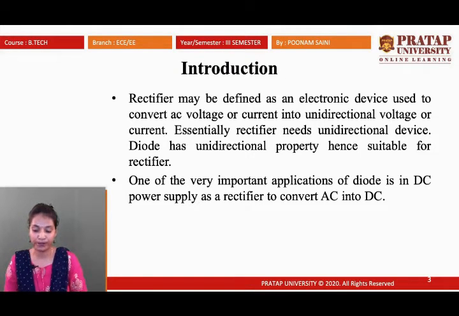First, the introduction. What is a rectifier? A rectifier is basically an electronic device which we use to convert AC voltage or current into a DC voltage and current. AC is alternating current and DC is direct current. Why do we need rectifiers to convert AC to DC? Because in a circuit, if we transmit a signal from transmitter to receiver, we need the signal in a direct form. So alternating current is converted into direct current.